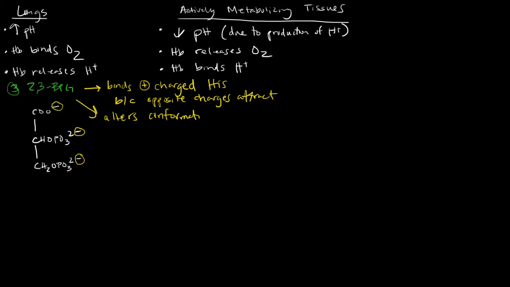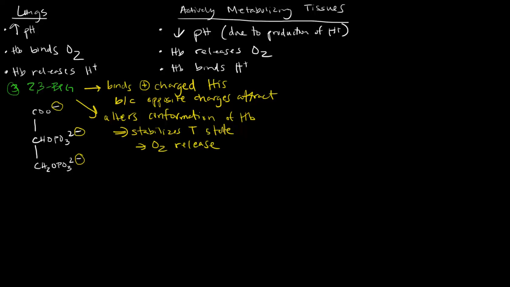Oops, conformation. Sorry about that. Conformation of hemoglobin, right? Specifically, it stabilizes the T state, right? Again, causing O2 release. So if there's a lot of 2,3-BPG around, the O2 is released. If there isn't very much around, O2 is bound. And it's actually a very important allosteric regulator of hemoglobin function.